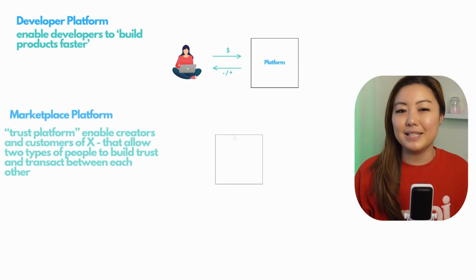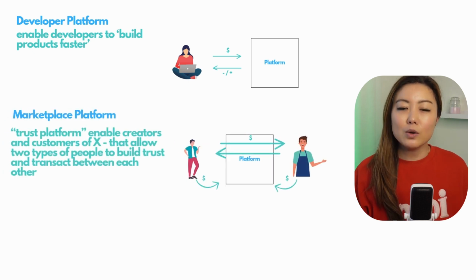Next is the marketplace consumer platforms, which he calls trust platforms, which enable creators and customers of X to build trust and interact with each other. Examples are Airbnb, Uber, YouTube.